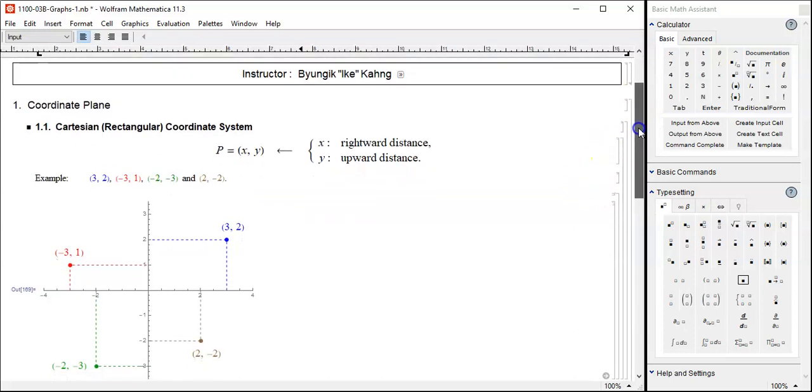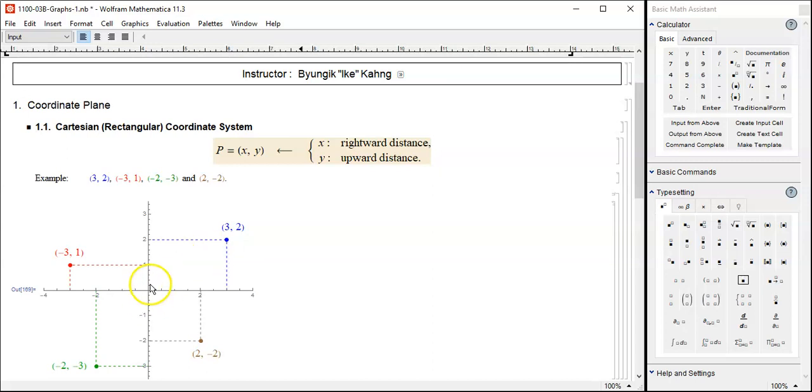There are multiple ways to represent points on a plane, and one way to do that is to associate each point with a pair of real numbers, (x, y), where x is the rightward distance from the origin and y is the upward distance from the origin. Here are 4 examples: blue, red, green, and brown points. From the origin here, where my mouse is, 3 units to the right and 2 units up. That's how I get (3, 2), (x, y), rightward and upward.